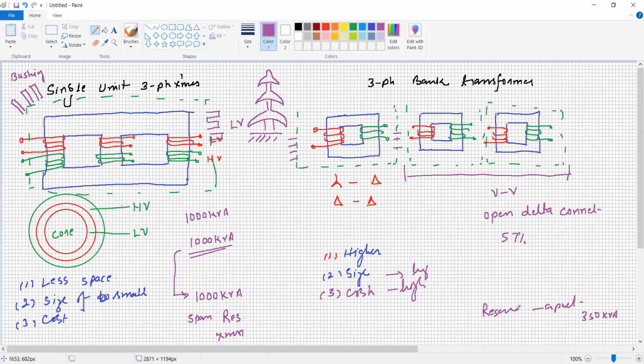And it is quite clear that the single unit three-phase transformer is used for distribution as well as power transformer, and it is used only for higher capacity power transformer. This is quite clear on the transformer side. Okay, so these two types of construction are used in the three-phase transformer.